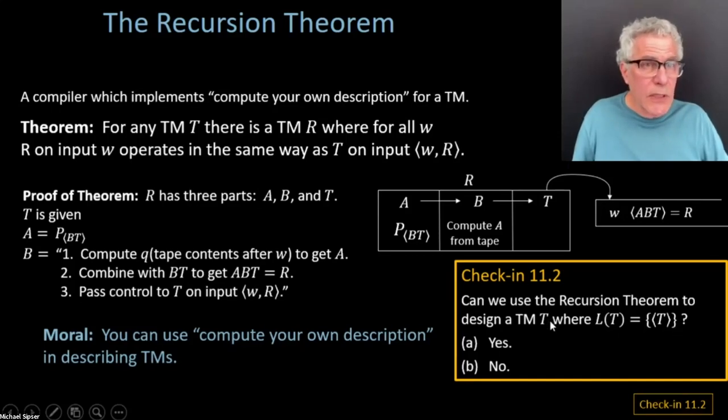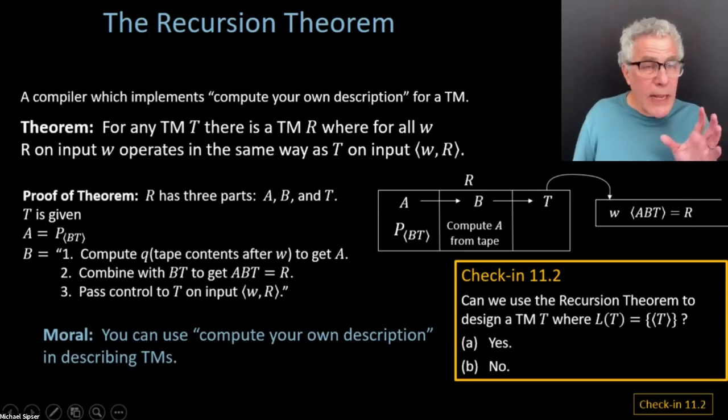Now I'm looking at this check-in. This T here is confusing with that T. It's not the same T. That's bad. I should call it M. Design a machine M, where L of M is the description of M. And can we use the recursion theorem to do that?